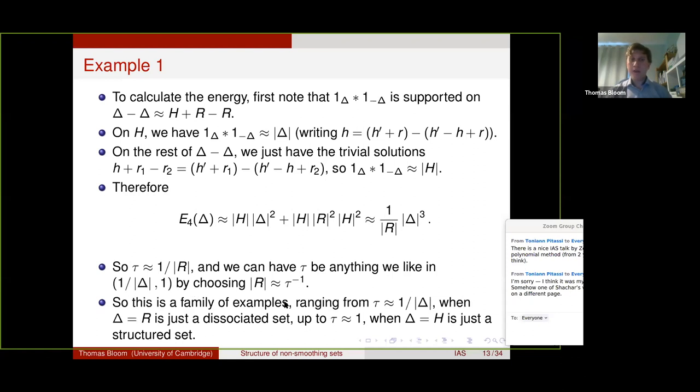So this is actually a family of examples, and I can construct this example with any tau that I like, ranging from tau being really small, like 1 over delta, where this construction just collapses to delta being equal to R. That's just a dissociated set with a very small energy, all the way up to tau being basically 1 when R is not existing anymore, and then delta is just equal to this h, where the energy is maximal. Okay, so it's a family of examples of the form h plus r.